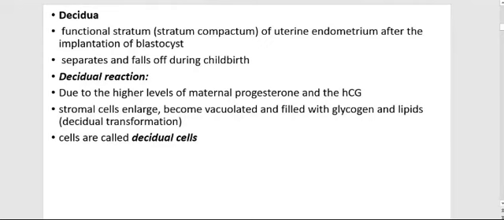Decidual. Immediately the blastocyst started the process of implantation in the first week, the name of the uterine endometrium changed to decidual. The decidual separates and falls off during childbirth. That is the maternal part of the placenta. It will detach, fall off, and come out.